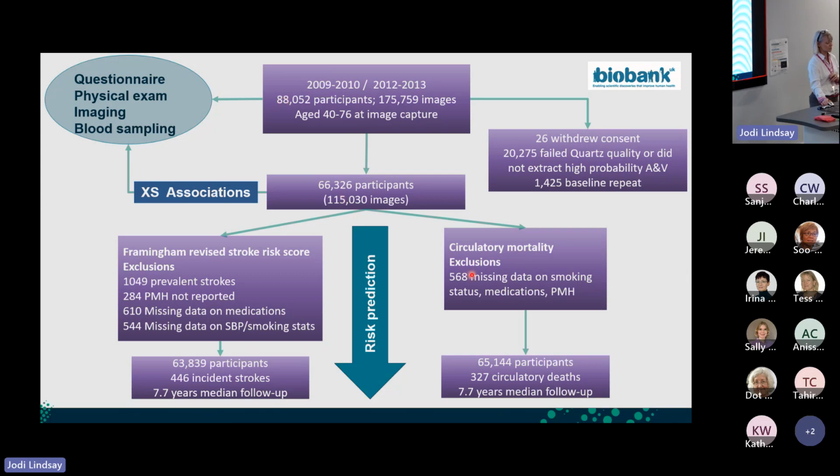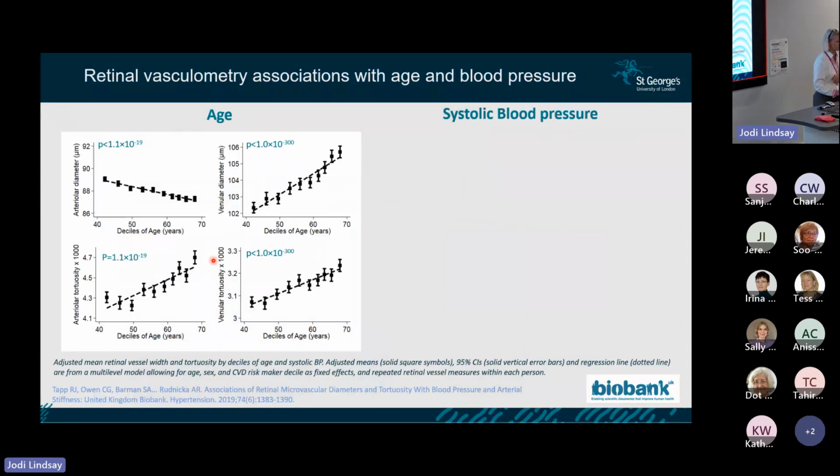And in the circulatory mortality, the analyses are based on about 65,000 people with over 300 circulatory deaths, and the strokes is about over 400, and again, it's nearly 64,000 individuals in about 7 years of follow-up. So there are different exclusion criteria that apply, because I'm going to show you some of our results compared to the Framingham stroke risk score. So first of all, just some cross-sectional associations.